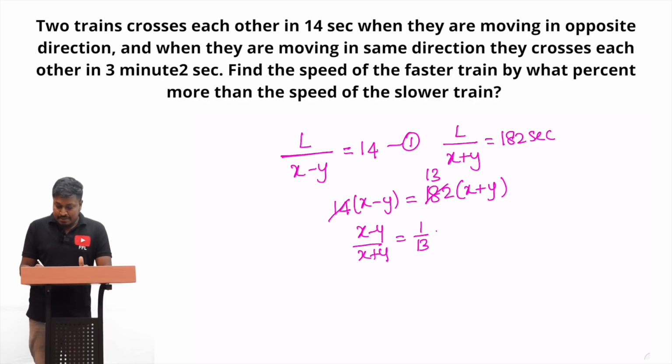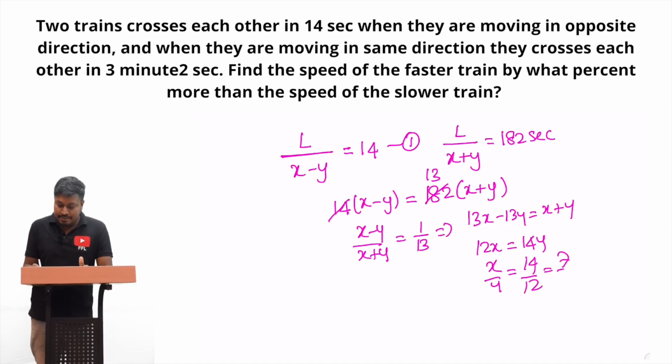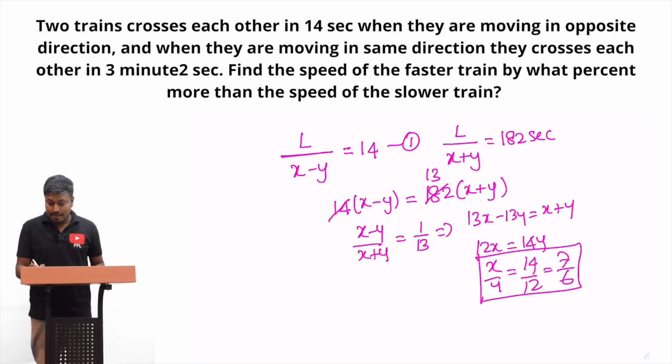So this can be written as 13X minus 13Y is equal to X plus Y. So we can say that 12X is equal to 14Y. So X by Y is equal to 14 by 12, which means 7 by 6. So we can say that the value of X will be 7 and the value of Y will be 6.